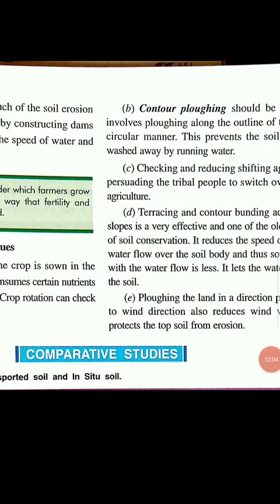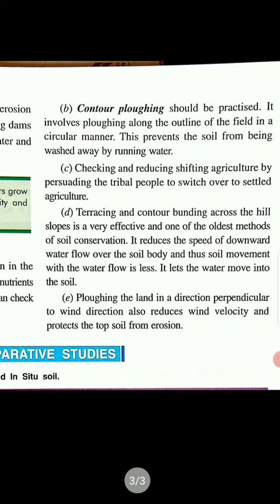So these were some techniques. Plowing the land in a direction perpendicular to the wind direction also reduces wind velocity and protects the topsoil from erosion. Okay, so these were some techniques by which we can prevent soil erosion. It will help conserve the soil, which is an important natural resource for the present and the future generation.